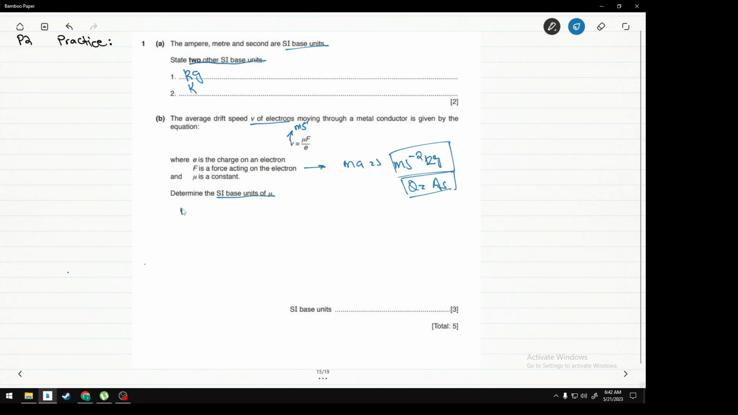So let's just begin. Meter per second is equal to, we don't know the unit of mu, so let's just write it mu, kg, meter, second to the power negative 2. Right. Now, the first thing is this and this cancels out, right? And this and this cancels out, right? So what we are left with is mu is equal to ampere over kg. Oh, I'm sorry, not ampere, kg.